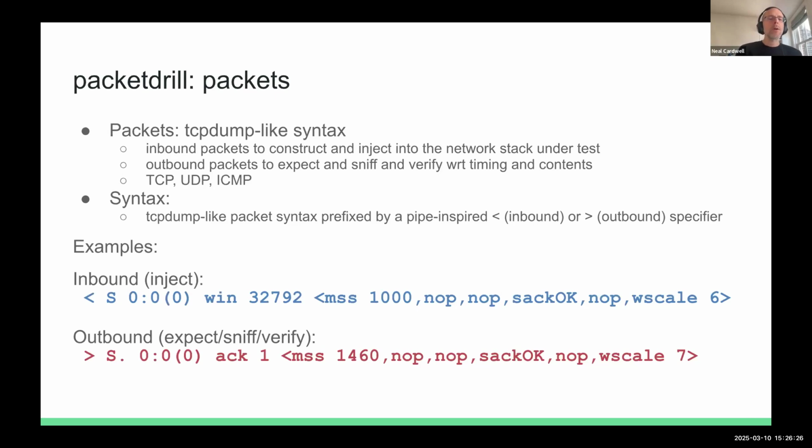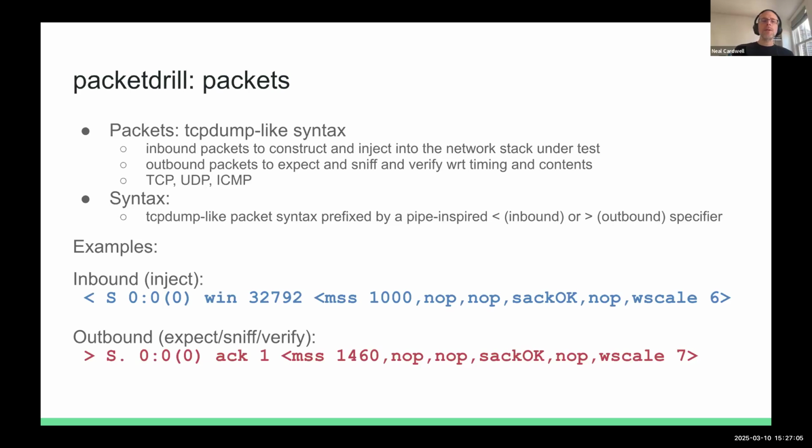So packets. Packetdrill also allows you to specify the exact packets in a test scenario using a tcpdump-like syntax. There are 2 different kinds of packets. One is an inbound packet that your script is specifying that Packetdrill should construct and then inject into the network stack under test. And then the second type is an outbound packet that your script is expecting that the network stack should be sending, and Packetdrill will sniff for that packet and then verify that it has the timing and contents that the script was expecting.